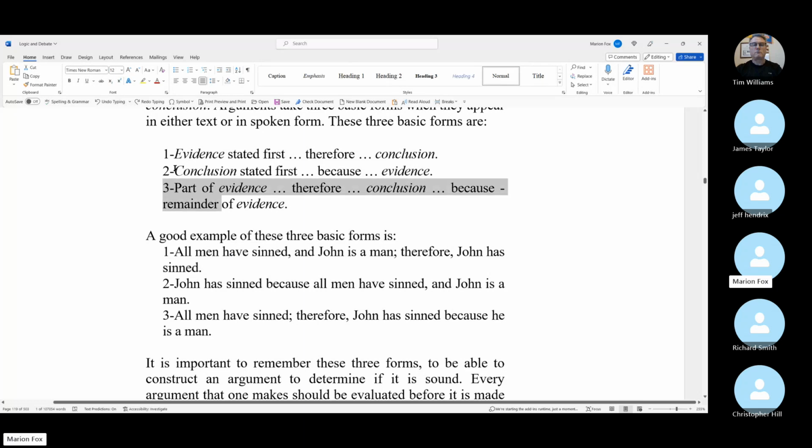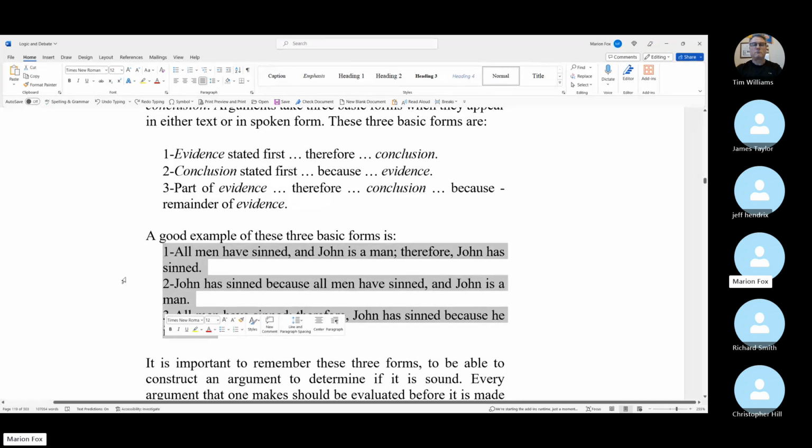The third form is part of the evidence, therefore, and then you draw the conclusion and then say because, and give more evidence. So, all men have sinned, therefore John has sinned, because he is a man. Part of the evidence here, conclusion, and the remainder of the evidence at the end. Again, all three of these draw the same conclusion.